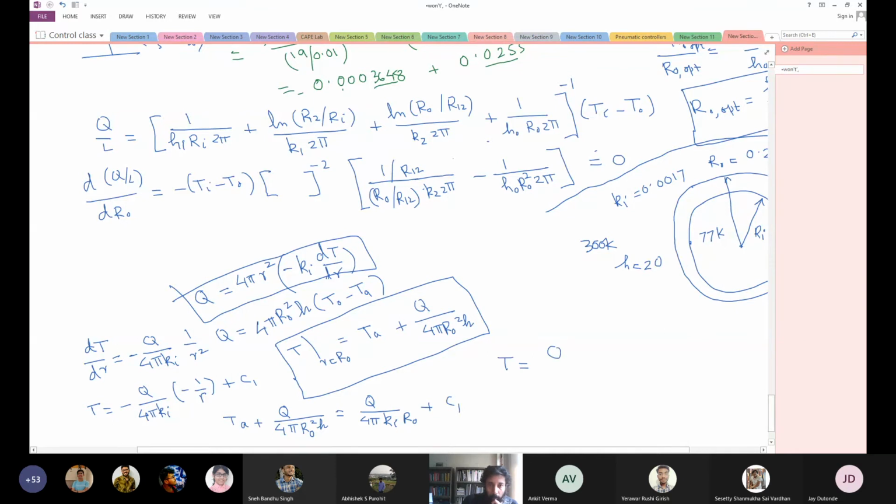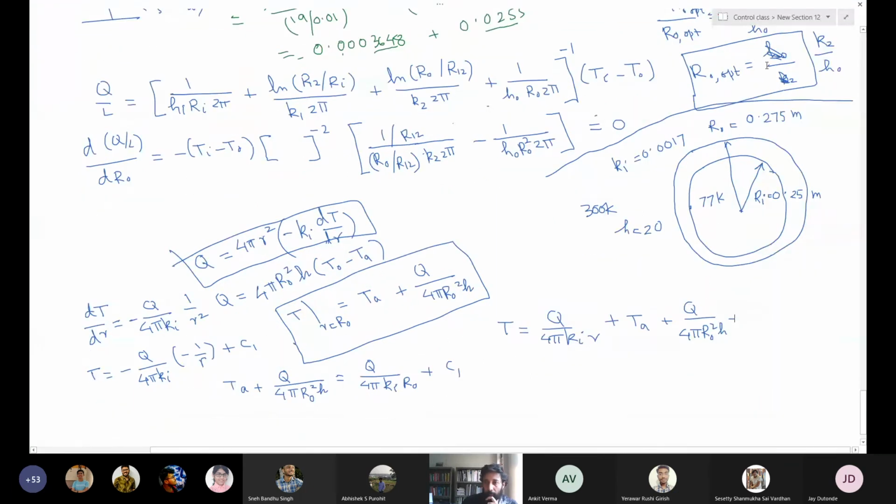T equals Q by 4 pi Ki r plus TA plus Q over 4 pi Ro square H minus Q by 4 pi Ki Ro. Okay. So then we get this: T ambient is higher, T ambient minus T. So this is the temperature at any location.